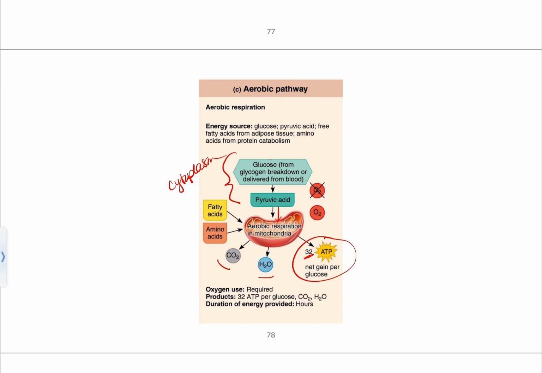Also shown here, we talked about the monomer for carbohydrate, specifically glucose entering. Fatty acids, so fats and amino acids, can also enter in at various points within aerobic respiration in order to produce ATP if we're low on glucose. Glucose is the preferred energy source or starting point or starting material for this pathway, but if we run out of glucose, we can use other things.